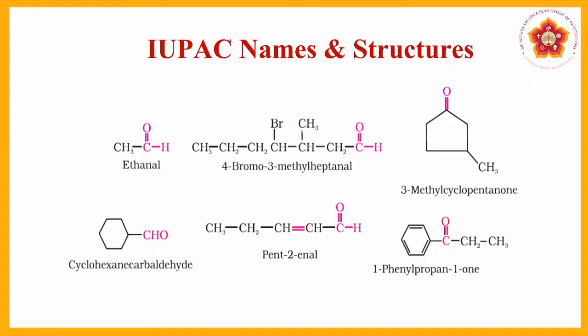Moving to the next example there, pent-2-enal. Simple one, please see the total number of carbons. You will find 5 carbons.